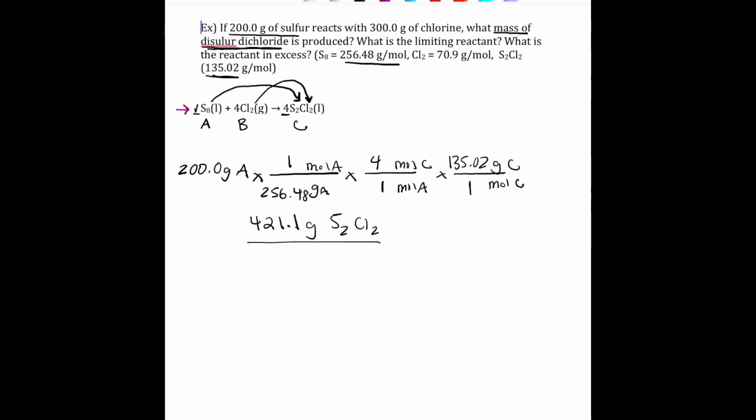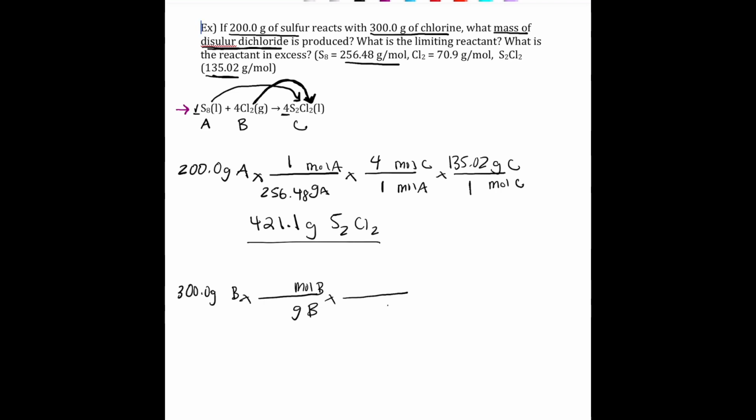Next, we're going to have to repeat this process, but we're going to go from our grams of chlorine, again, into our grams of product. And we're starting off with 300 grams of chlorine. And chlorine is B. So, same steps. We're going to do molar mass. So, moles of B over grams of B.